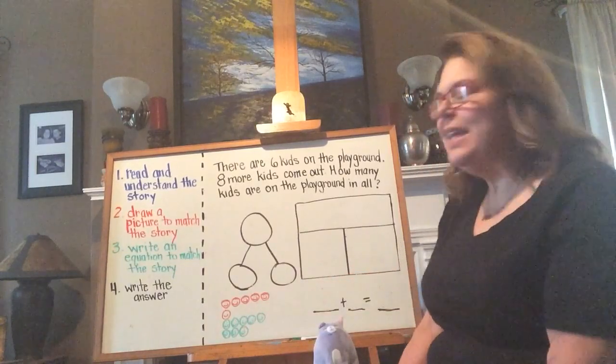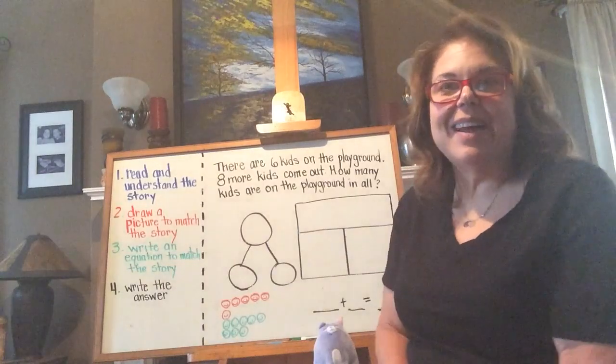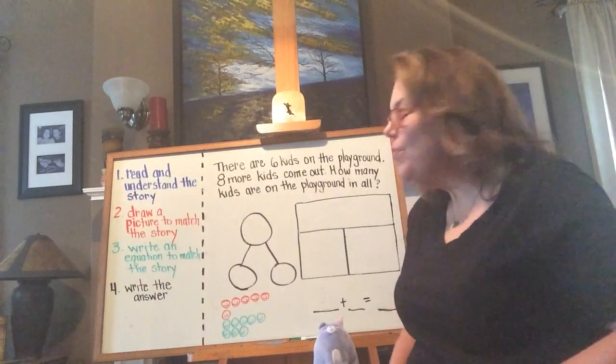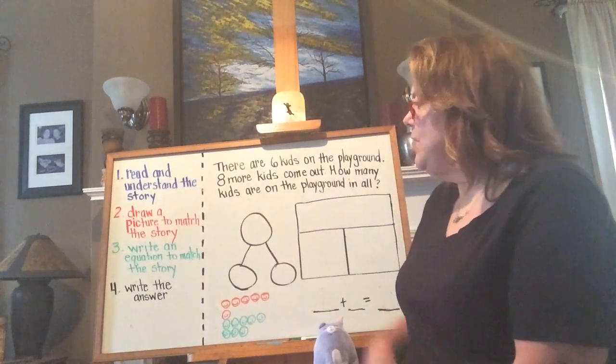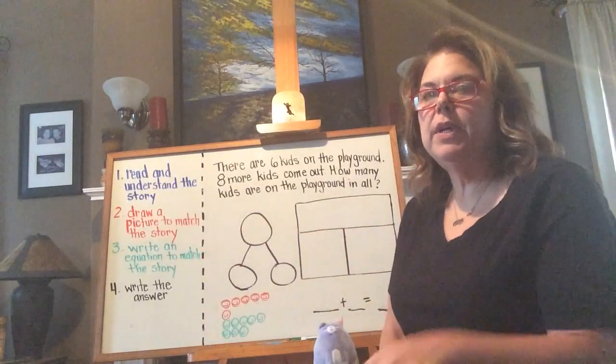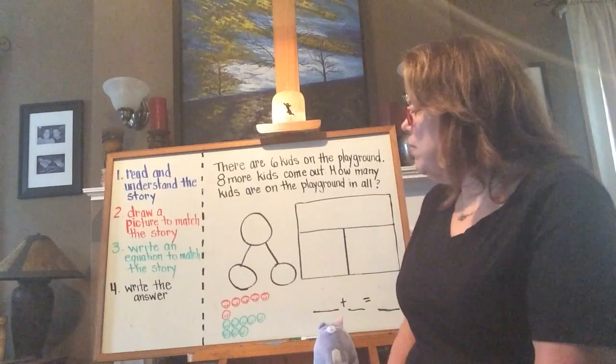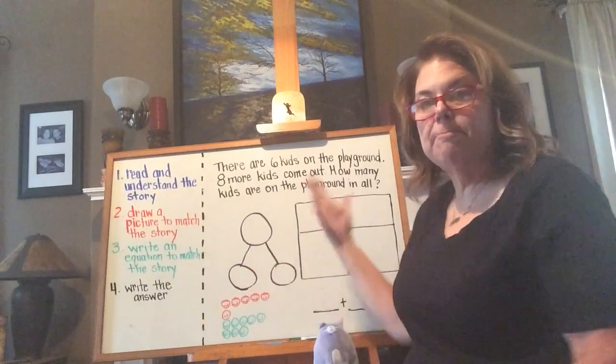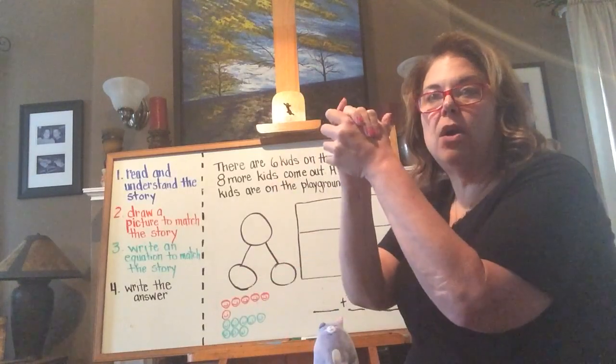There are 14 kids out on the playground. That is a lot of kids on the playground. So the next thing we need to do before we write our equation, we're going to fill in our number bond. Now you all were really good at filling in number bonds. Remember, we take our 2 parts and we bring them together to make the whole.